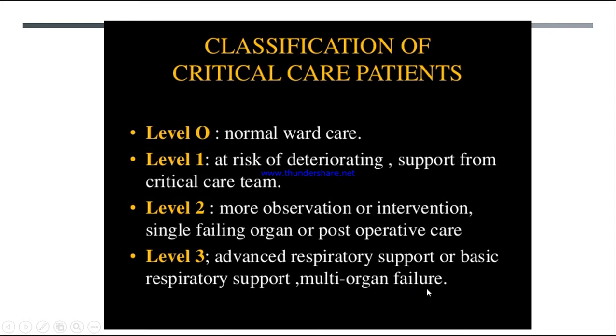That means not only one organ has failed. For example, if only one organ like the kidney has failed, then we can consider it level 2. But if many organs have failed, like the lungs, the liver, and the kidneys, it is called multiple organ failure. So we can consider them under level 3. These are the 4 classifications of critical care patients. Now this is about patients.